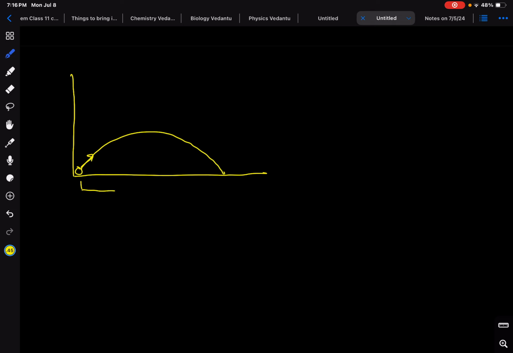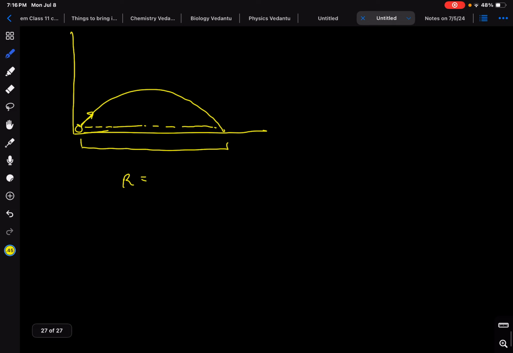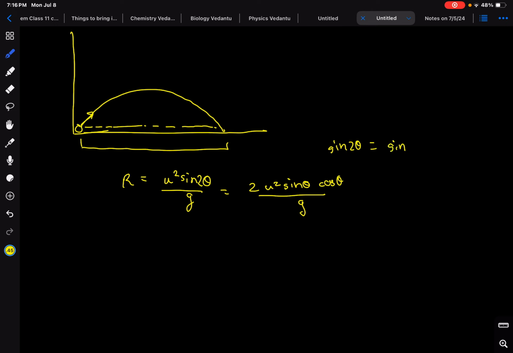The displacement over here is known as the range. So the ball going from here all the way to here is known as range. Alright, so r is equal to u square sine 2 theta upon g, or 2u square sine theta cos theta upon g, because sine 2 theta is equal to 2 sine theta cos theta. Alright, so we take that and apply it over here, and we get r is equal to either this or this.